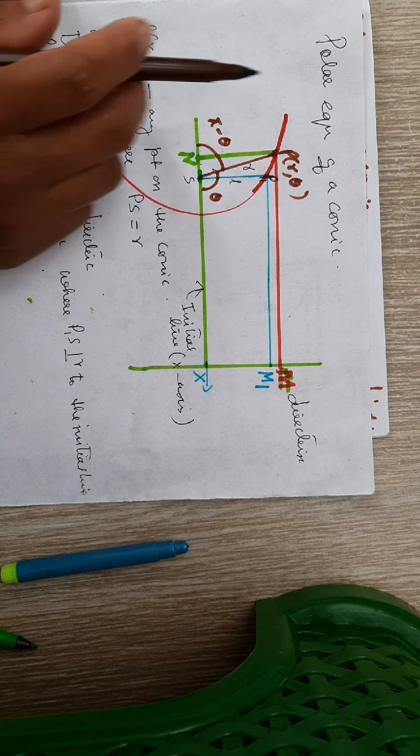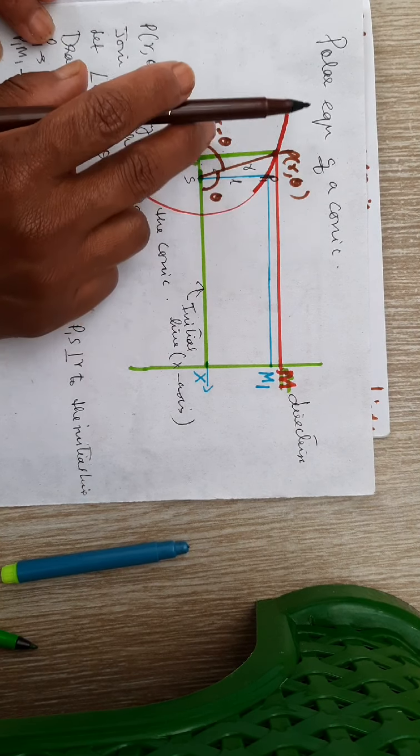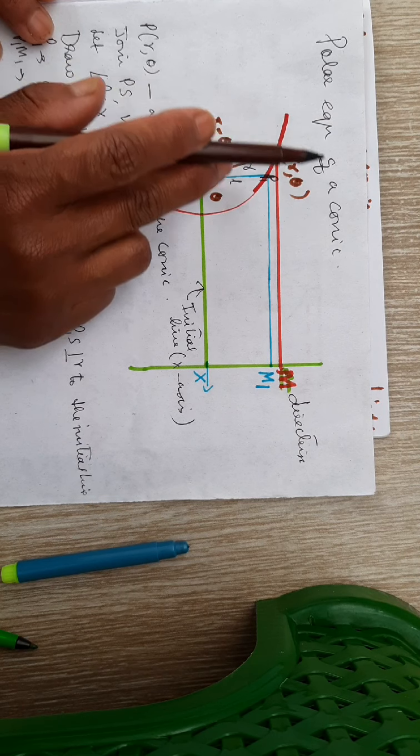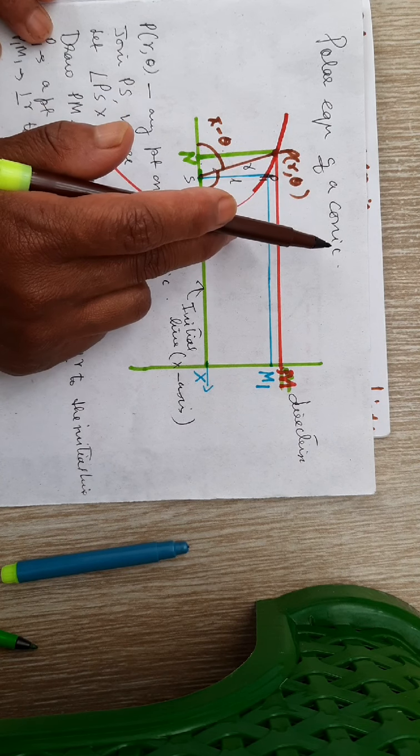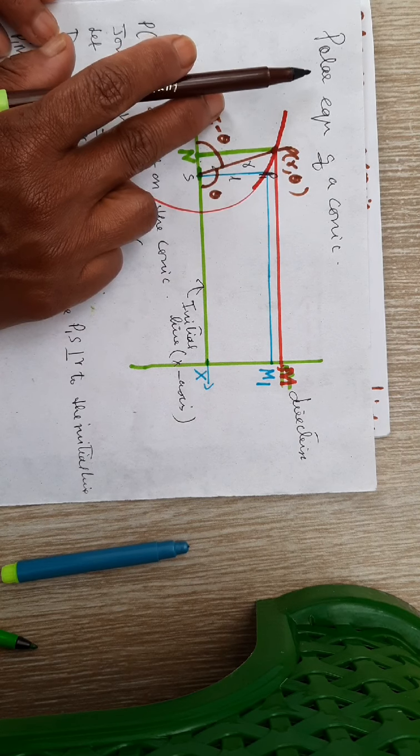Hello student, today I am going to explain to you how to find the polar equation of the conic. That is, how to find the equation of the conics, meaning the hyperbola, the parabola and the ellipse. So what will be the general equation of those conics in polar form?